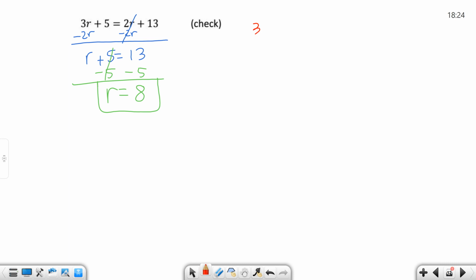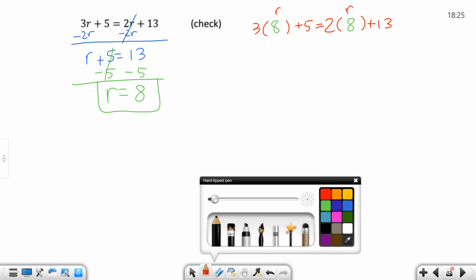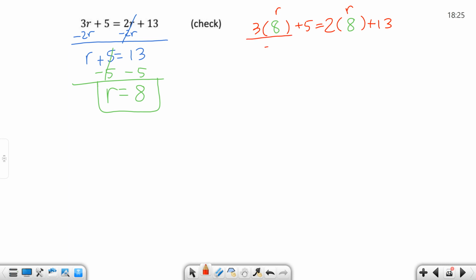So we're going to come over here and say 3 times, that's R, right? Plus 5 equals 2 times, there's R again, plus 13. Okay? So what is my R? I'm going to plug this 8 into both those places now. So put an 8 here and an 8 here. So then here, multiply. 3 times 8 is 24 plus 5 equals. I'm not even going to go to that side yet. Let's finish simplifying this side. Put those together. 24 plus 5 is 29.